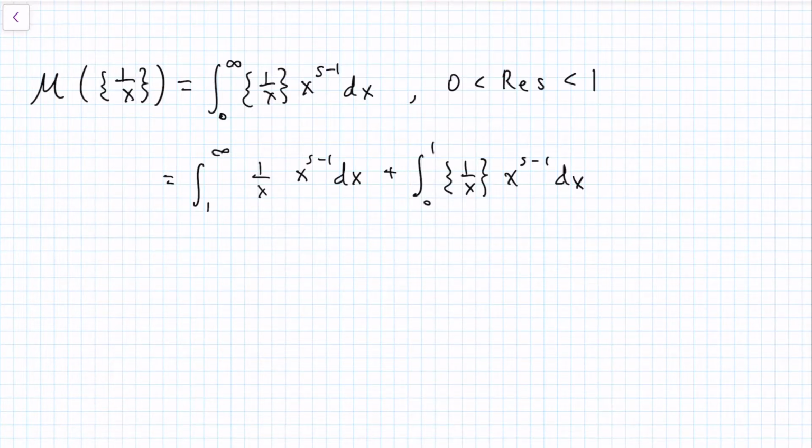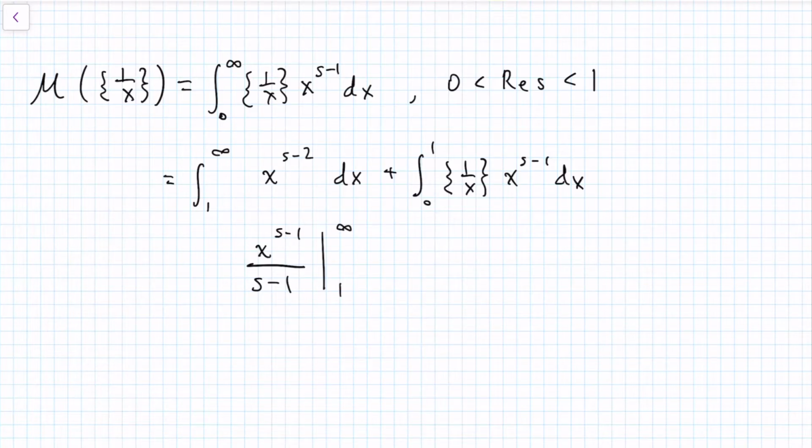And furthermore, 1 over x multiplied by x to the s minus 1 just becomes x to the s minus 2. The antiderivative of this is pretty simple. It's just x to the s minus 1 over s minus 1. The only case where this doesn't work is when s is equal to 1, but since we're assuming the real part of s is less than 1, that doesn't happen. Okay. Then we evaluate between the limits 1 and infinity.